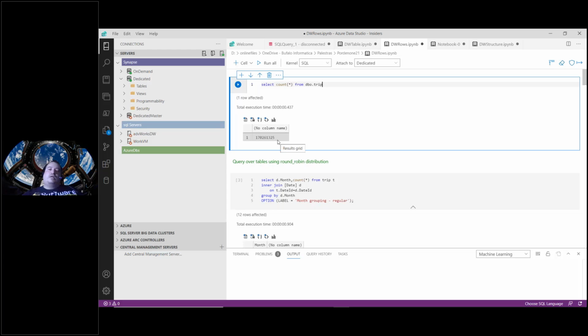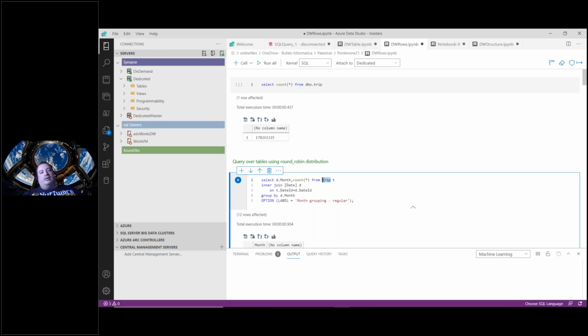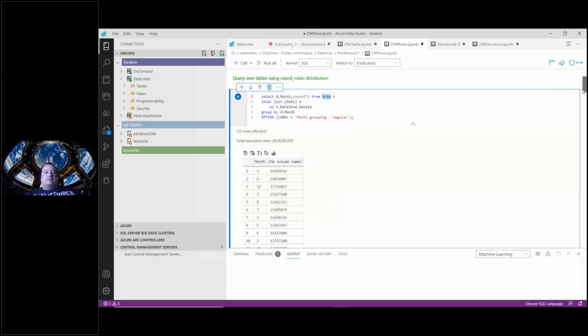There, 170.2 million rows. So let's make some queries over this. I'm using the table trip. This table trip is using round robin, and I'm aggregating the content by month. So let's execute, and I see a result of 0.955 in execution time. Less than 1 second.